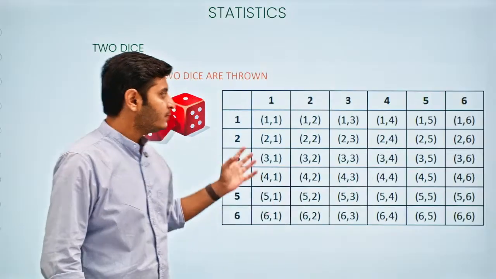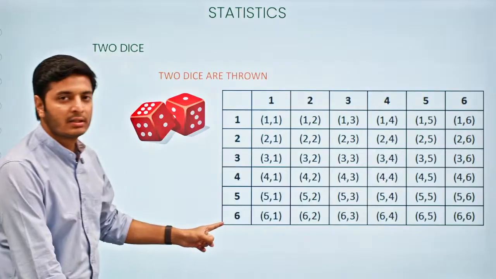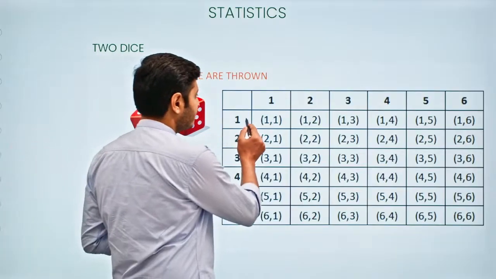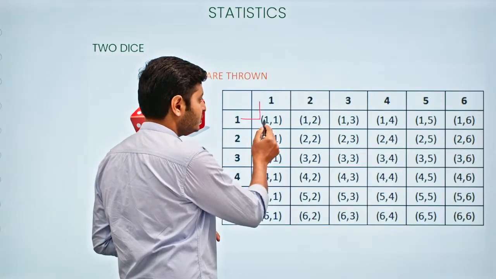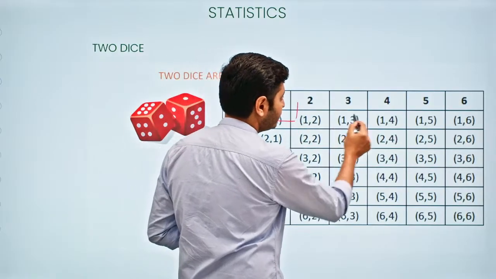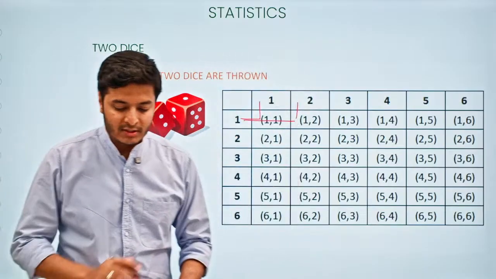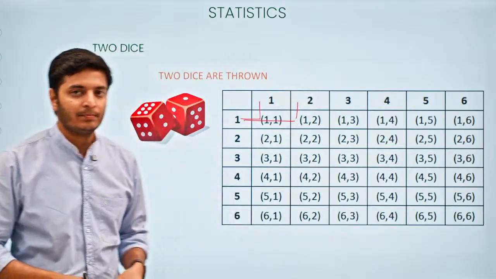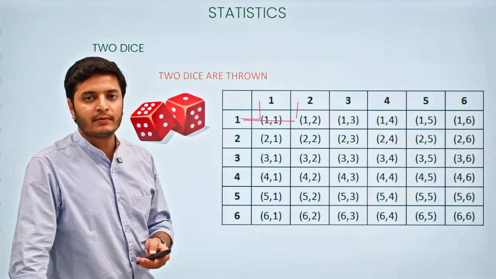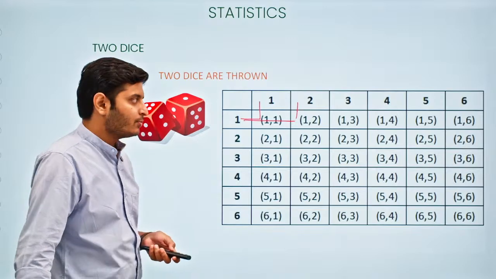Create this type of table. Write 1, 2, 3, 4, 5, 6 here, 1, 2, 3, 4, 5, 6 here. Then wherever you see the cross section of those two numbers, write them. 1, 1 here, 1, 2 here, 1, 3 here, 1, 4 here, and so on till 6, 6. Now, what is the advantage of creating this table? You are going to understand the advantage whenever we deal with the problems. Let me show you some problems.